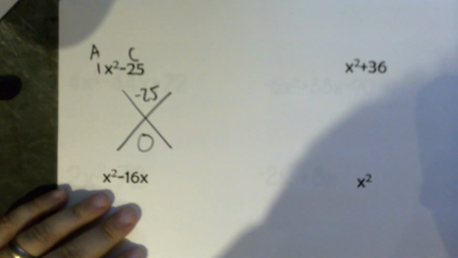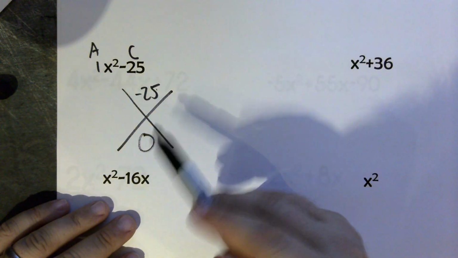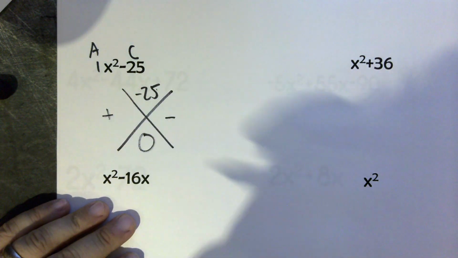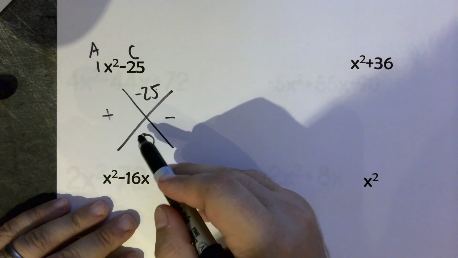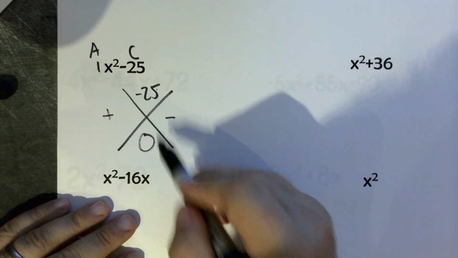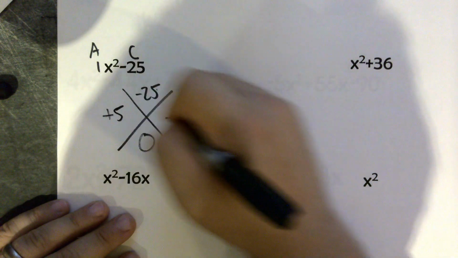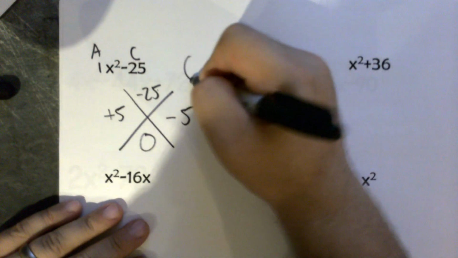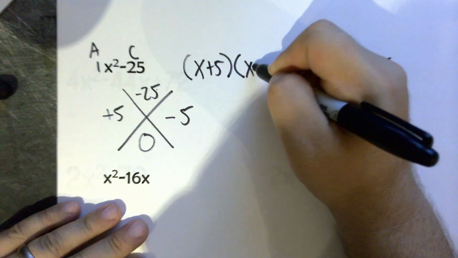And I need 2 terms that multiply to a negative. And there's only one way to do that. I need a positive and a negative. And they need to add to 0. So what this is saying is they need to be the exact same. So what can I multiply together, the exact same, to get 25? Well, 25 is a perfect square. Positive 5 and a negative 5. So it'll be x plus 5, x minus 5.